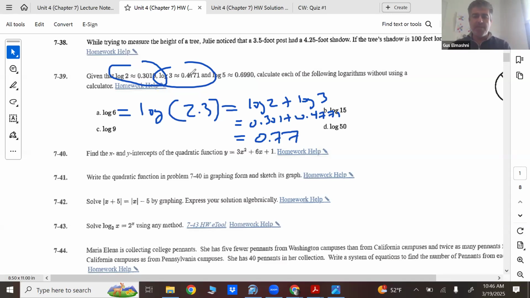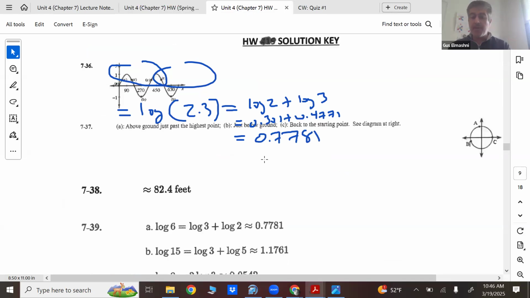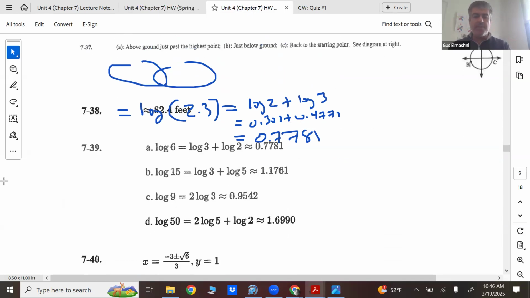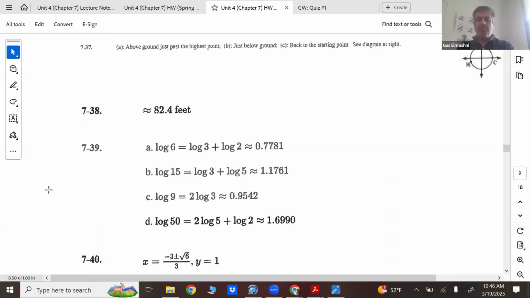0.778, I think, something like that. Yeah, it should be 0.7781. There we go. And you can see how they're all broken down over here. This is a perfect answer key.